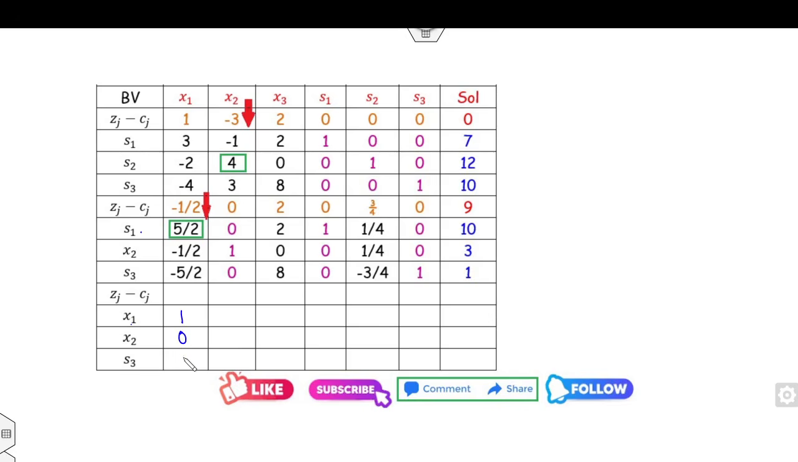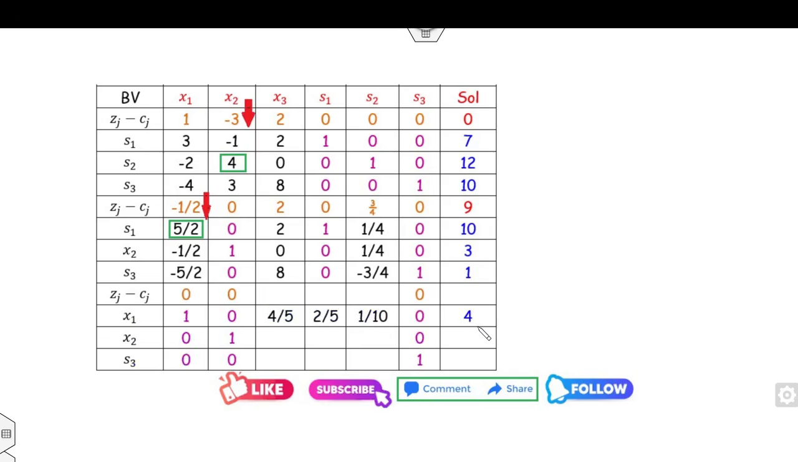So write this as the identity matrix. X2 second column, S3 third column. Write all these values of Zj minus Cj as 0. Then divide this first row by 5 by 2. So this is 4 over 5. This is 2 over 5. It is 1 over 10. And this is 4.